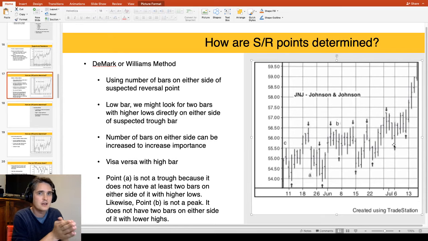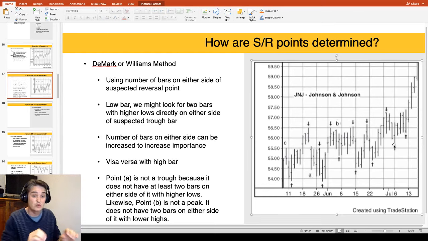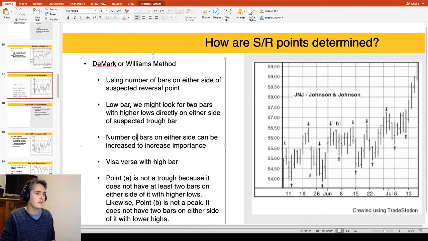Now, bars and candlesticks are very similar. So for the purpose of explanation, we use bars because bars are actually the old school way of doing this. Later on, we can use candles, and I'll show you how they are pretty much the same thing, really. In any case, the number of bars on either side of the support or resistance level can be increased in order to increase the importance of this particular level.